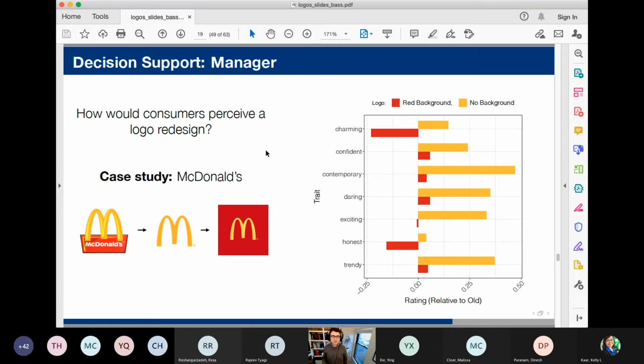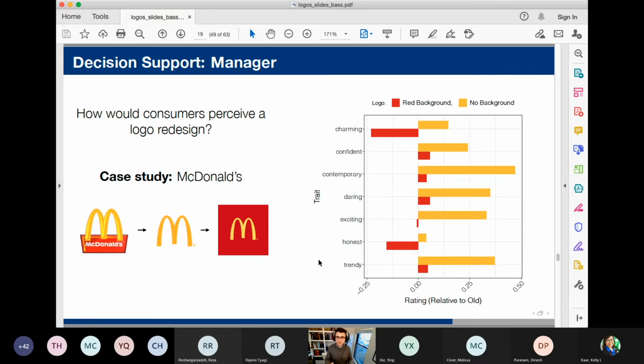But nonetheless, the model seems to suggest that in terms of many features that McDonald's may be interested in conveying, like contemporary, exciting, trendy, that version with no background, just the simple golden arches all on its own, is going to be better than that version with the red background, the one that they've actually recently pivoted to. Similarly, this version with the red background is actually not particularly good in a lot of different ways. So for instance, relative to the old classic version, our model predicts it is going to be perceived as less charming and less honest. And we can go through the whole set of brand personality traits for this sort of thing.